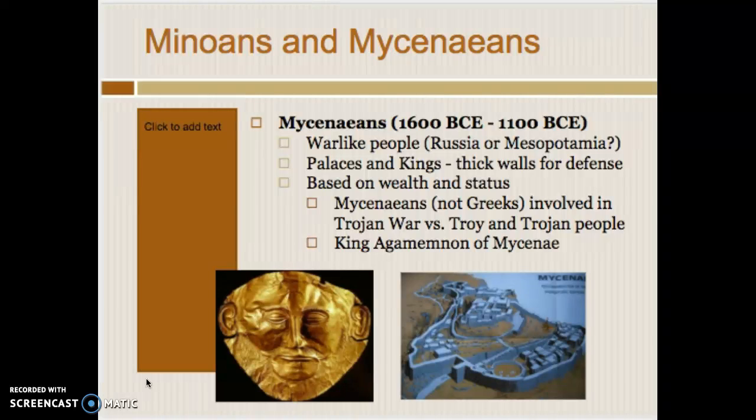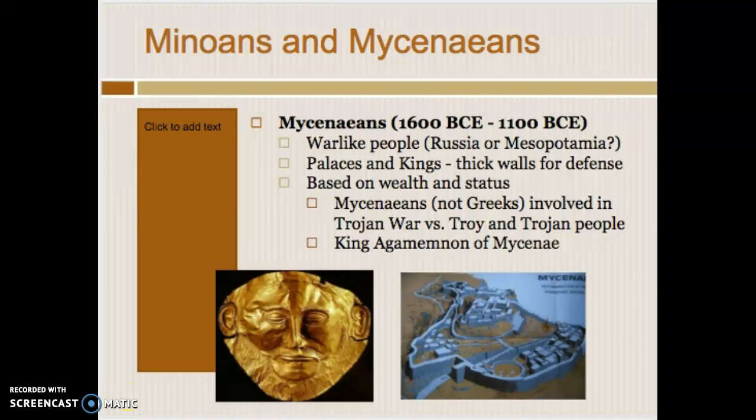Most people tend to think that the Mycenaeans in some way took over the Minoans or came in contact with the Minoan civilization and then destroyed it in some way, shape, or form. The Mycenaean civilization was based on wealth and status. And we know that from a lot of the records that are left over from the Mycenaeans. They as well are not Greeks, but these are the quote-unquote Greeks who are involved in the Trojan War. So we're going to take a little bit more of a look at the Trojan War in a minute, and you guys are going to analyze a primary source on the Trojan War.